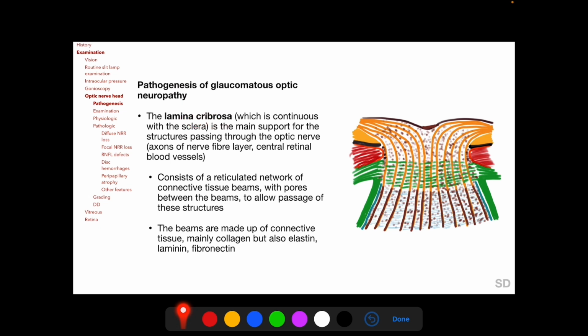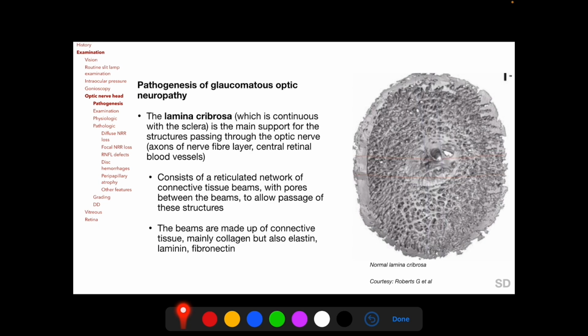The lamina cribrosa, which is continuous with the sclera, is the main support for the structures passing through the optic nerve, which include the axons of the retinal nerve fiber layer and the central retinal artery and vein. The lamina cribrosa consists of a reticulated network of connective tissue beams with ports between the beams, as seen here in this photograph, and through these ports pass the axons and the central retinal blood vessels. The beams are made up of connective tissue, mainly collagen.